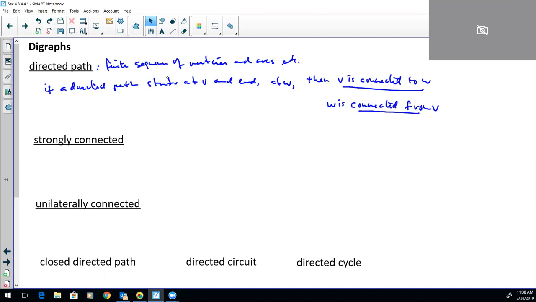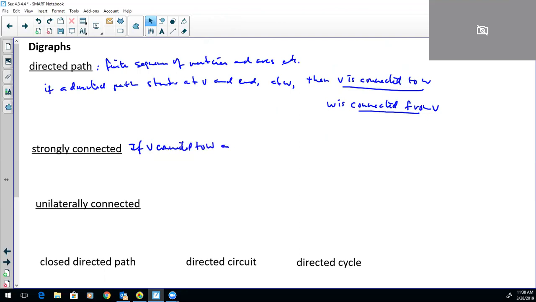Okay. Strongly connected is the property you have when two vertices are connected both ways. In other words, if V is connected to W and W connected to V. So you can have a way of going from V to W along a directed path, and a way of going from W to V along a directed path.